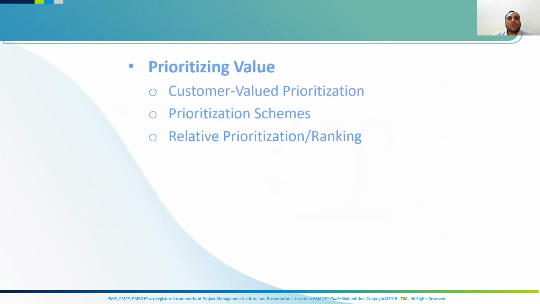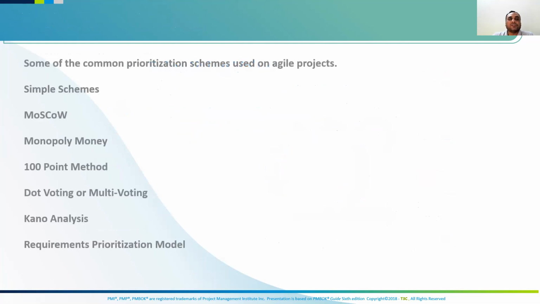When we were doing the sequencing of the activities in predictive, like mandatory dependency, discretionary dependency, internal dependency, or external dependency, in agile we prioritize it. And for prioritization, we have schemes. Like a simple scheme, you can tell the customer which things should be done first.